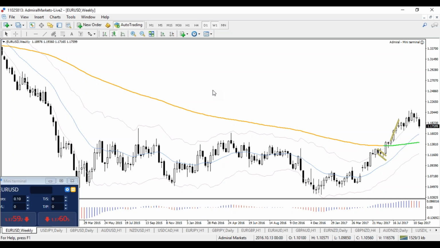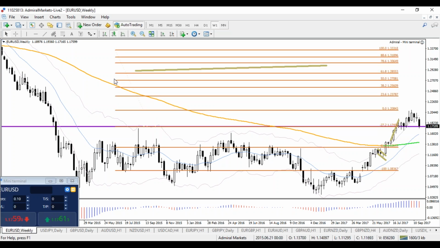Horizontal static support resistance lines. Honestly, I don't know which ones those are, besides the fibs, maybe. Is that one? Is that what you mean? Yeah, this is a fib.